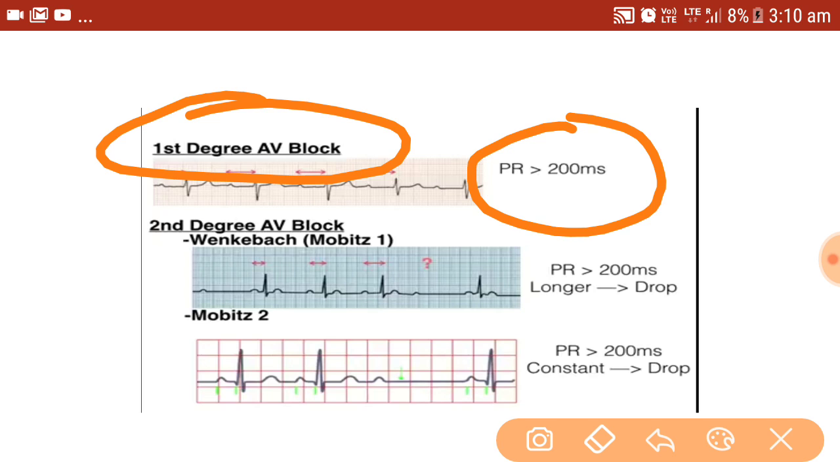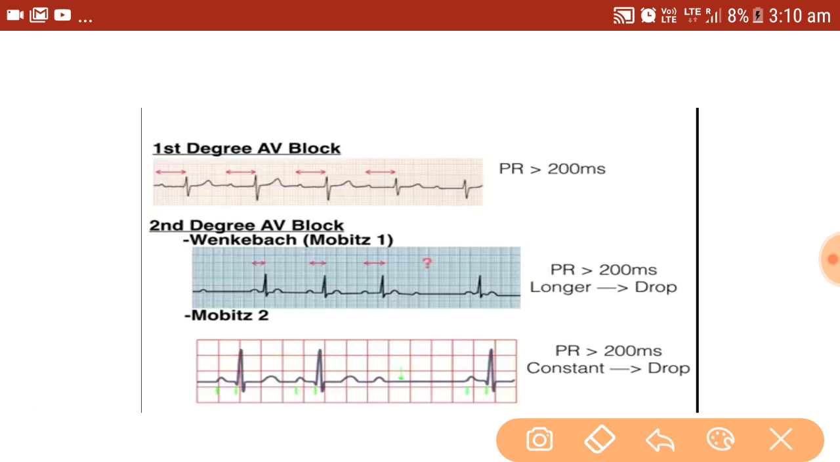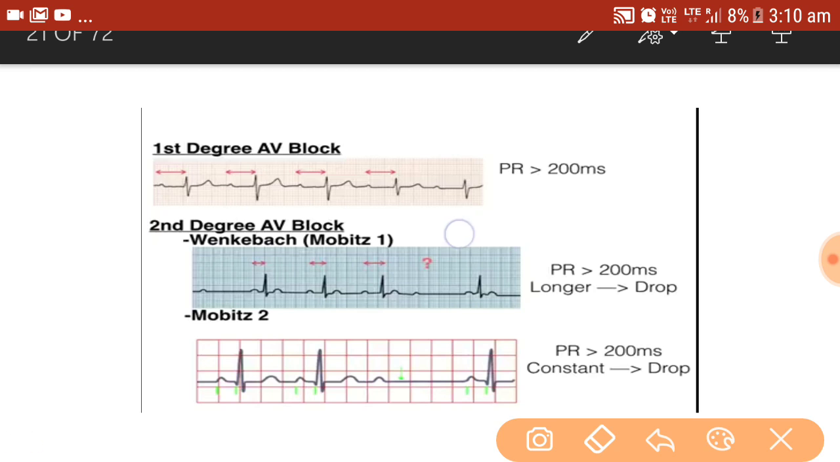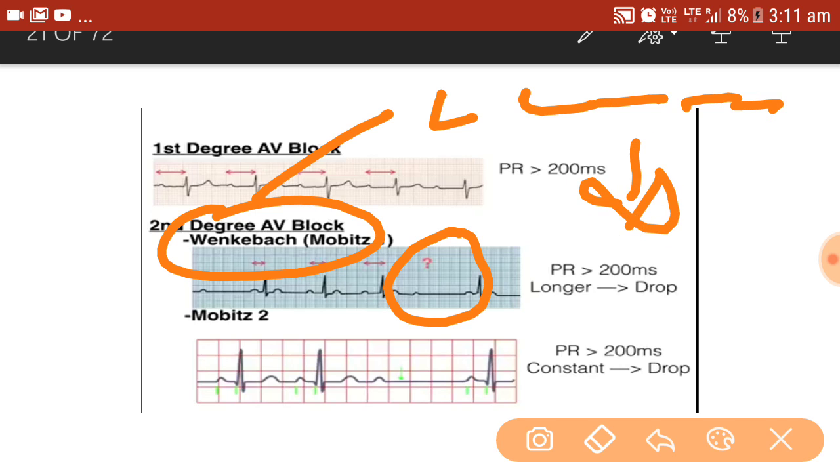In second degree there are two types, Mobitz 1 and Mobitz 2. Mobitz 1 is called Wenckebach. In Wenckebach, the PR interval is increasing progressively. You can see in this diagram that here it is this much, now it has increased a little more, and longer, and then you see a drop, that is, no QRS wave. So in Wenckebach you see the PR interval getting longer, and then a drop. So this is Wenckebach.